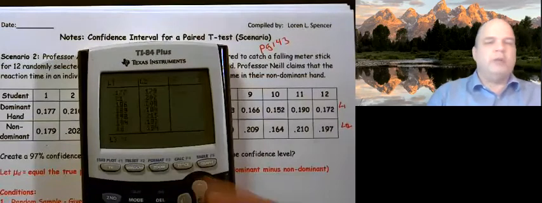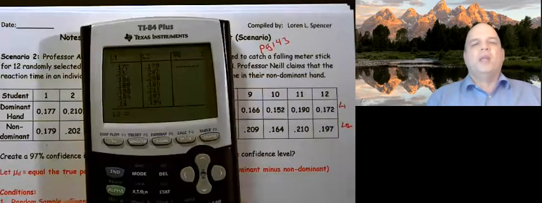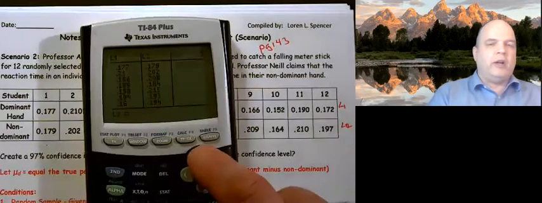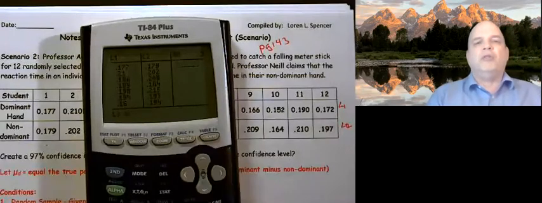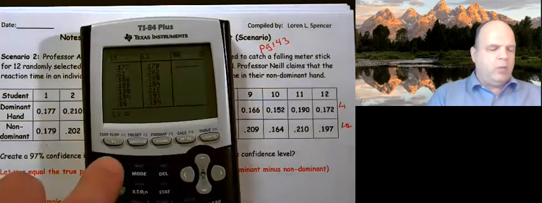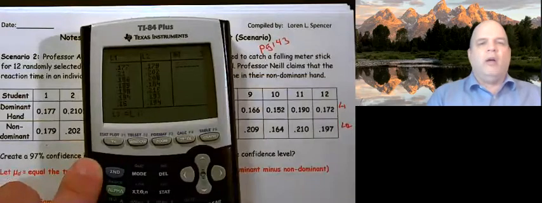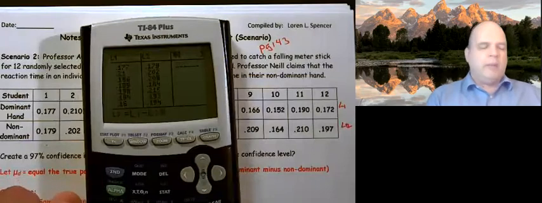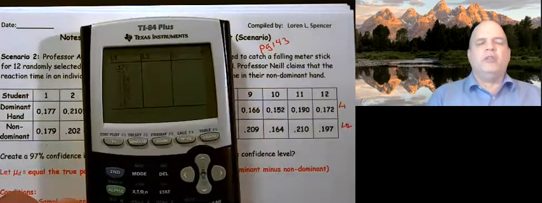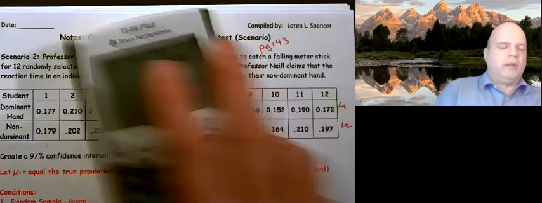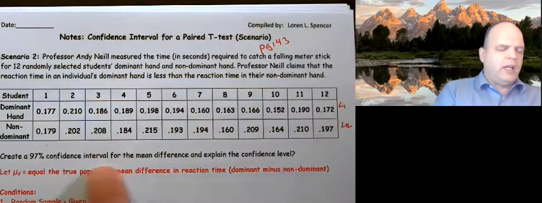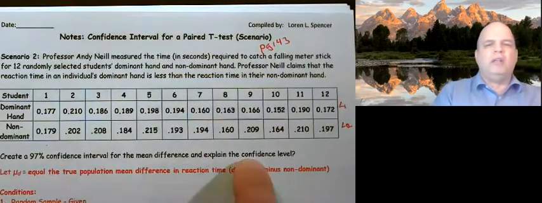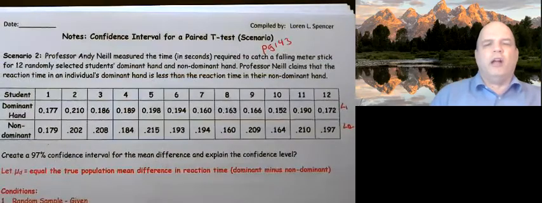I'm going to go up to the top of L3, and to get there, I just press the arrow button. Make sure that's highlighted. Then second 1, because L1, minus second 2. So that's dominant minus non-dominant, and I press enter, and it populates it for me. All right, so that's populated my differences. And it says create a 97% confidence interval for the mean difference and explain the confidence level.